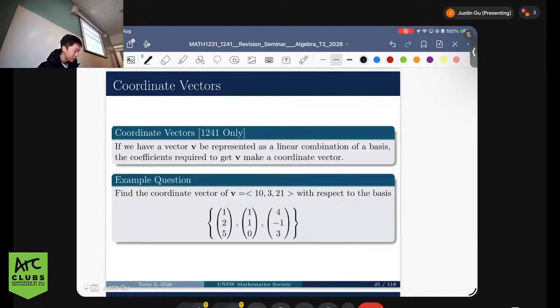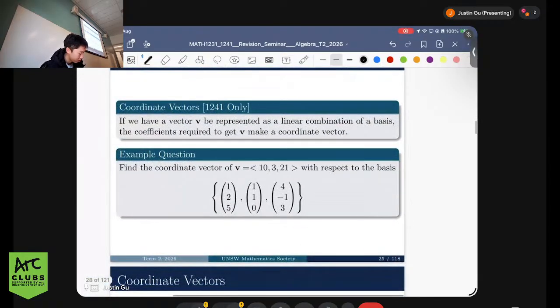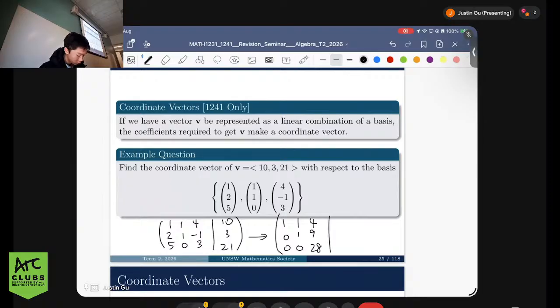Okay, similar method, right? Once again, we just have our matrix 1, 2, 5, 0, minus 1, 3, and then our V is 10, 3, 2, 1. Similarly, we just row reduce it. You should get 1, 1, 1, 0, 0, 0, and then 4, 9, 28, 10, 17, 56.